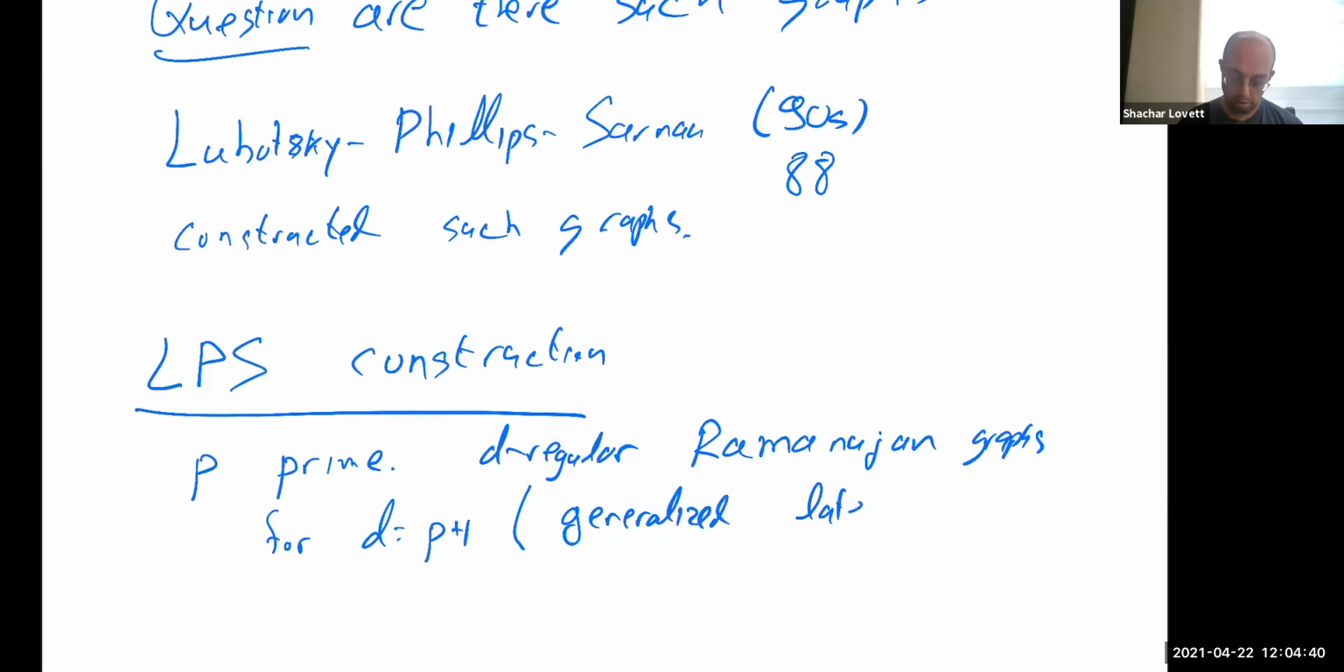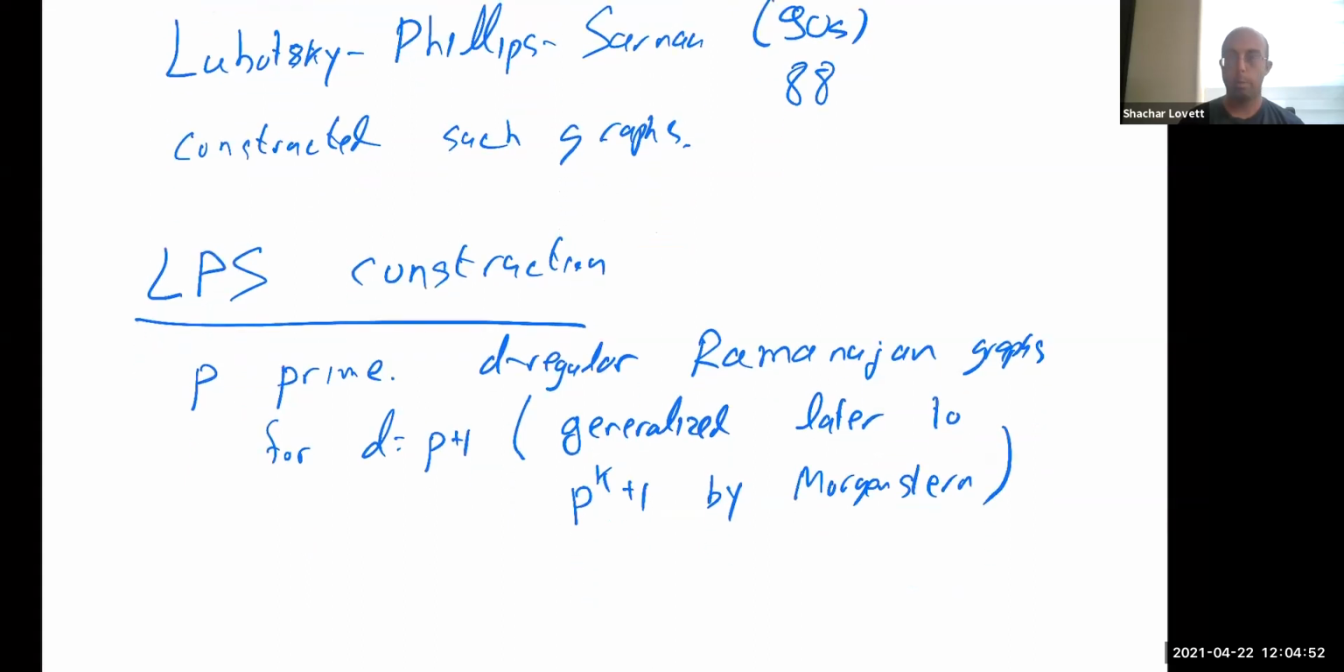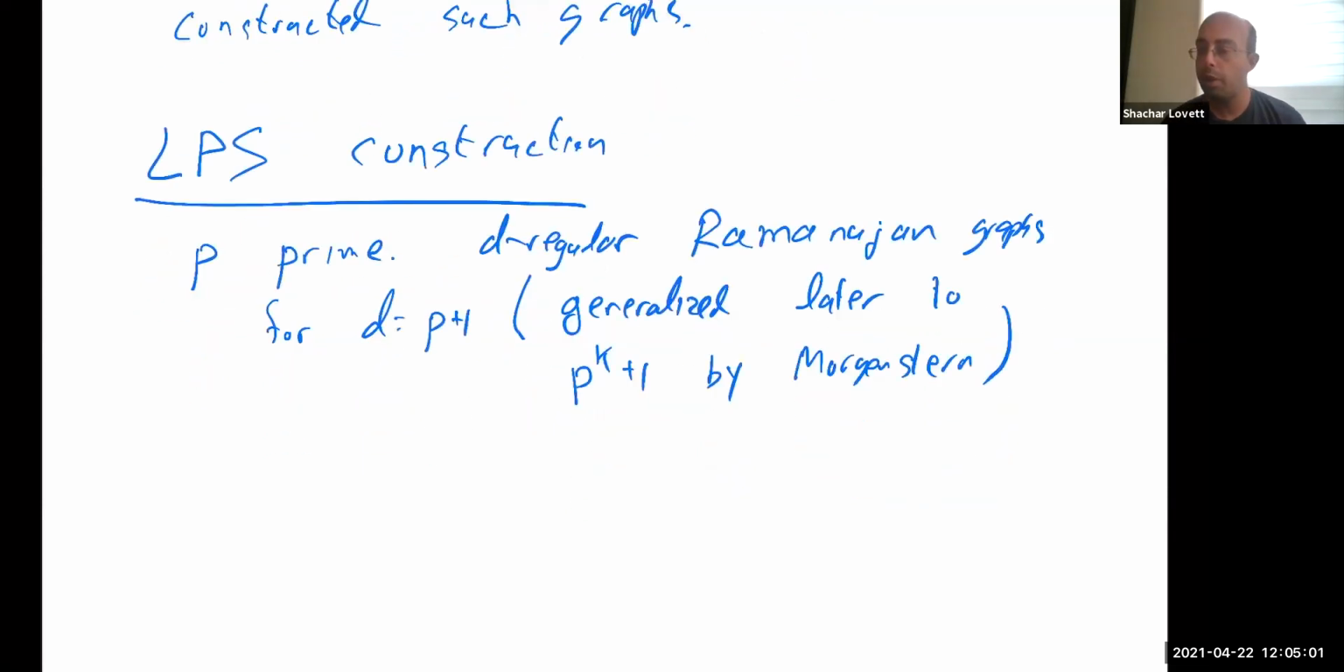later to some prime powers plus 1 by Morgenstern. So there is a generalization replacing primes with prime powers, but again, this will not work for any degree. It's only for specific degrees. And to define the construction takes a bit of algebra. Okay, let's see. So first of all, we need some definitions.